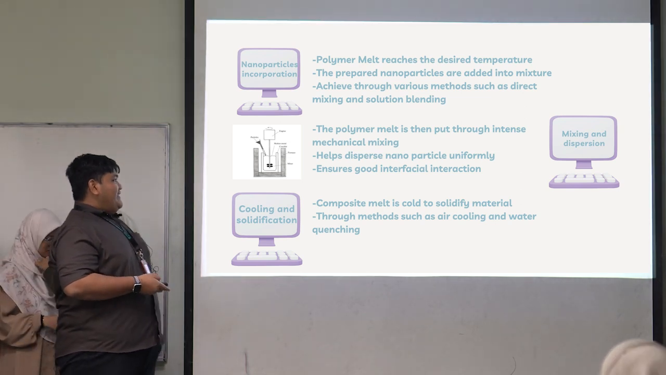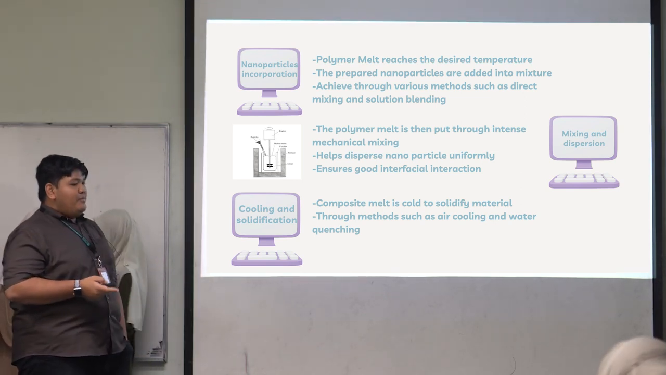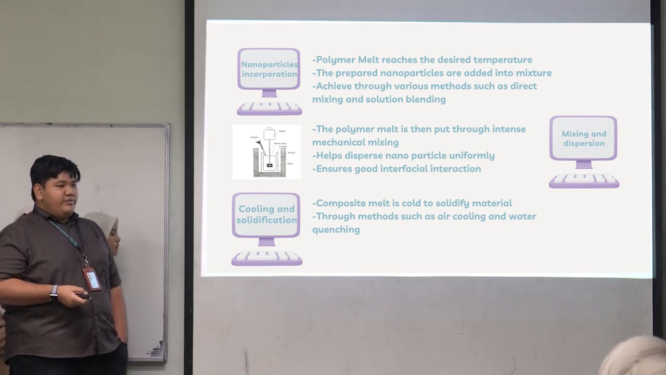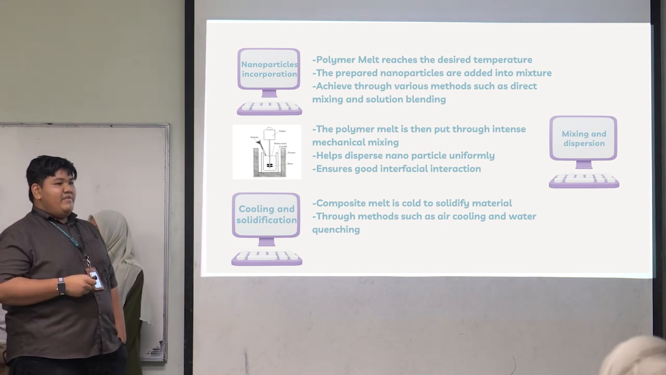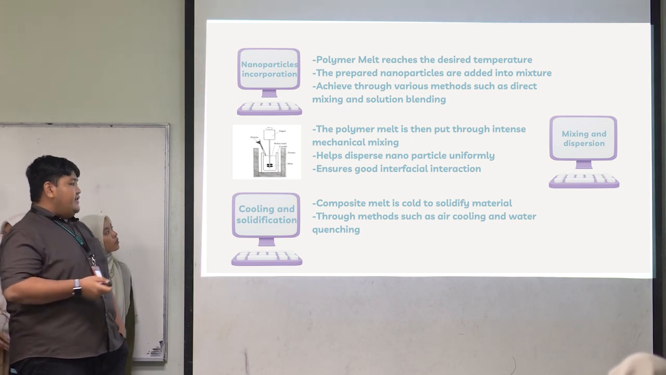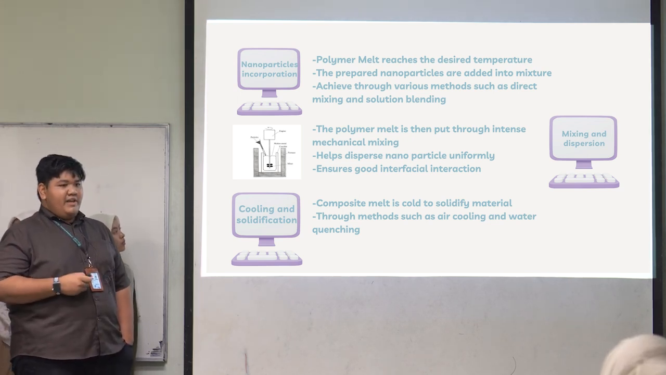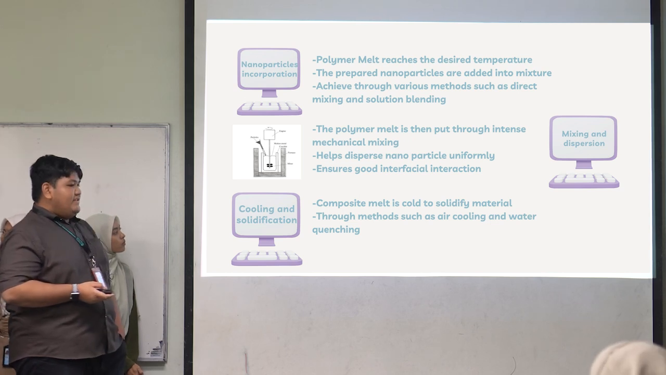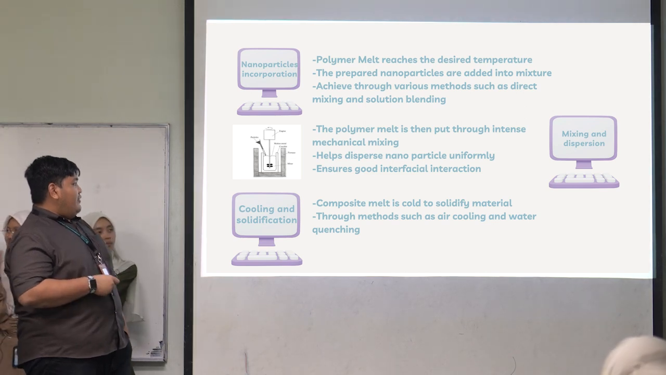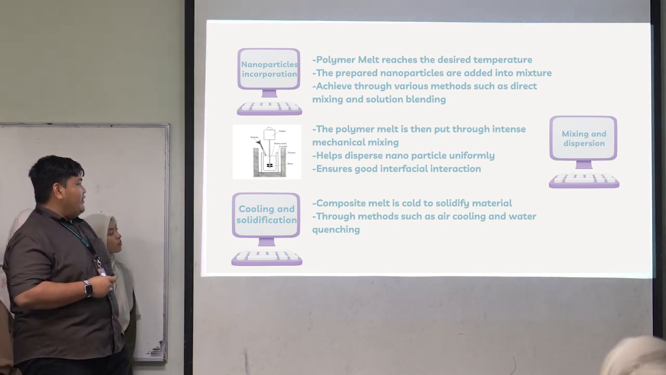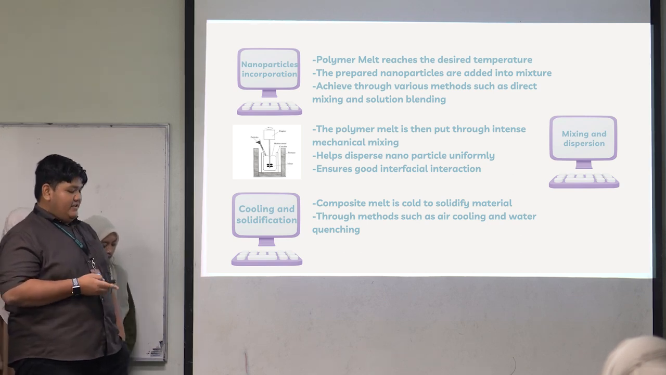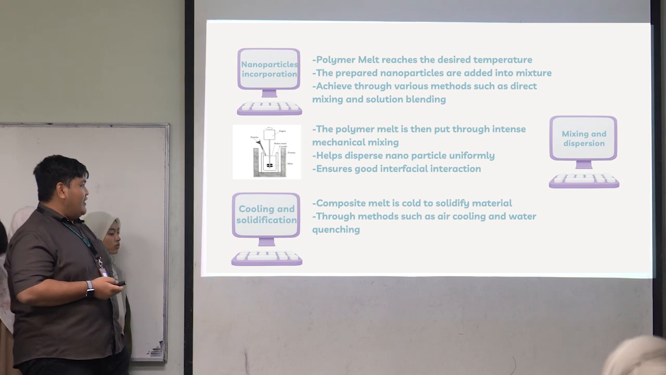The next step is mixing and dispersion. The polymer melt is then put into intense mechanical mixing by using double screw extruders. This will help the dispersion to be more even and ensure good interaction between nanoparticle and polymer. And lastly, the polymer melt is then put into cooling and solidification. It is cooled by using the methods of air cooling and water quenching.